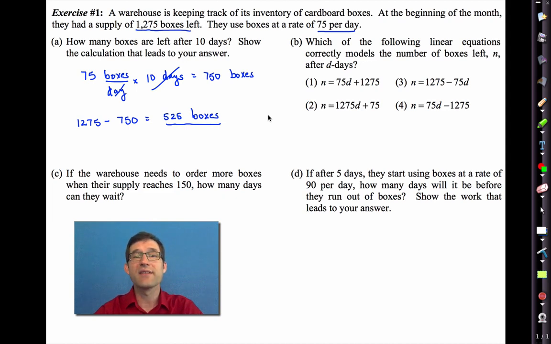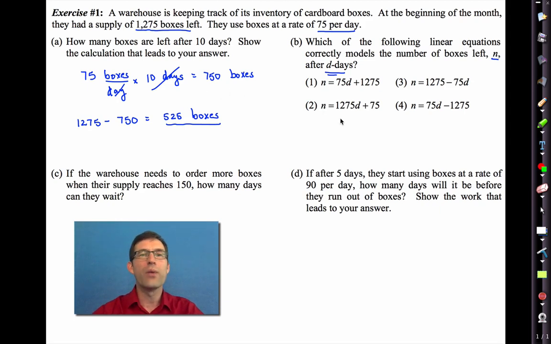Now, letter B asks us to extend this, and this is actually almost the biggest thing in algebra. Can you now go from saying how many boxes are left after 10 days to how many boxes are left after D days? So N is the number of boxes, D is the number of days. Which of these four choices gives us the number of boxes left after D days? Pause the video now and see if you can figure it out. All right, let's go through it.